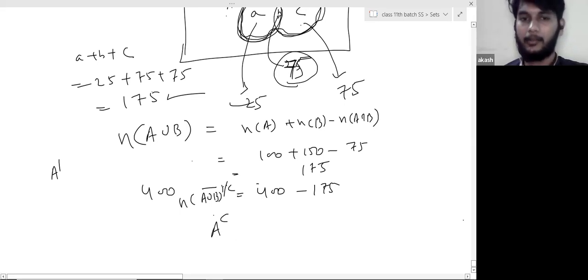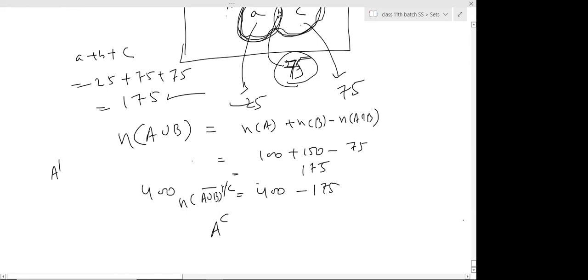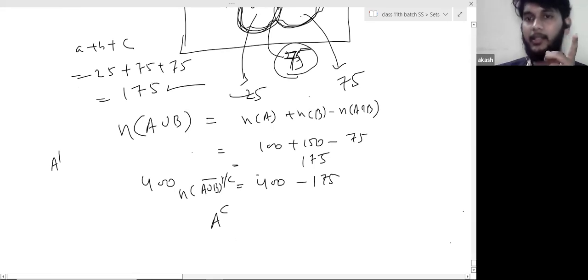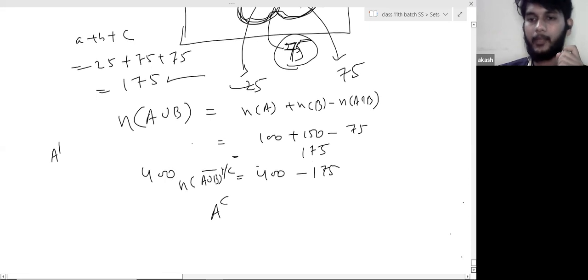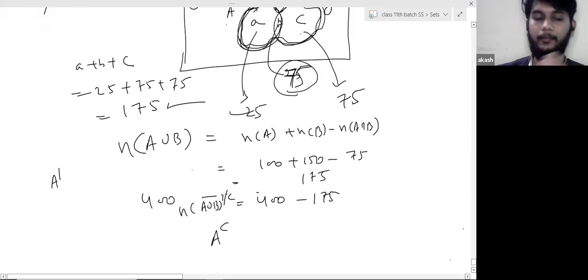So always think like this. If A union B, meaning people taking either A or B, is 175, how many don't take any? That means you have to subtract that from the total number of people, right? Yes. All right. And the Venn diagram is comparatively easy. You can see, so we tend to choose that in difficult questions. Note down all the solution. Yes, sir.